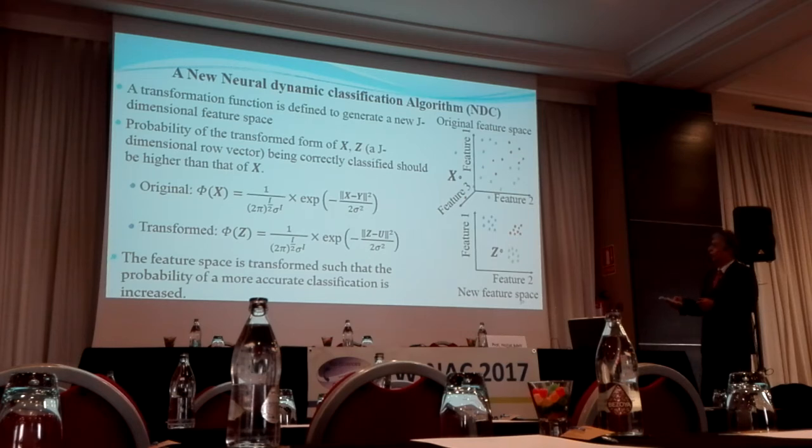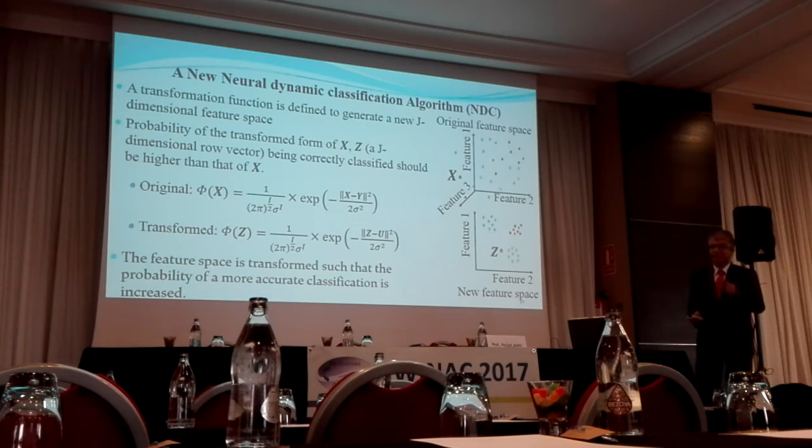So what is the key idea? A transformation function is defined to generate a new J-dimensional feature space. We change our feature space to another one. That's the key idea. And the goal is that the probability of the transformed form of X, that's the original feature space, being correctly classified should be higher in the transform space. We want the probability of correct classification to be higher in the new transform space. So the feature space is transformed such that the probability of a more accurate classification is increased.